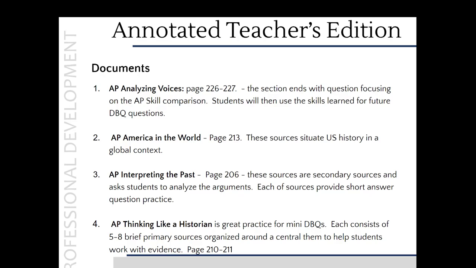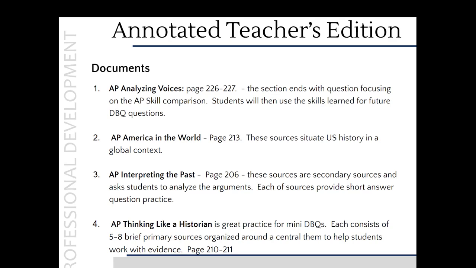Turn to page 213, AP America in the World. These sources situate U.S. history in a global context. On page 206, AP Interpreting the Past, these sources are secondary sources and ask students to analyze the arguments. Each of the sources provides short answer question practice.